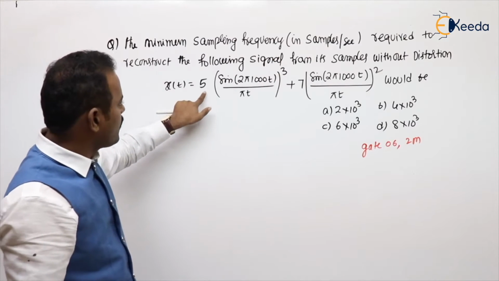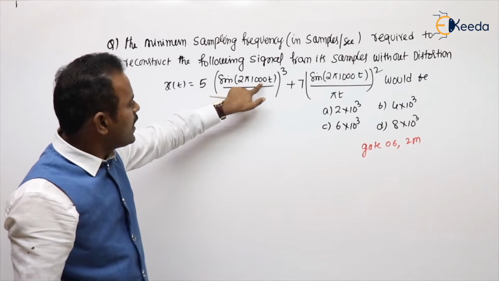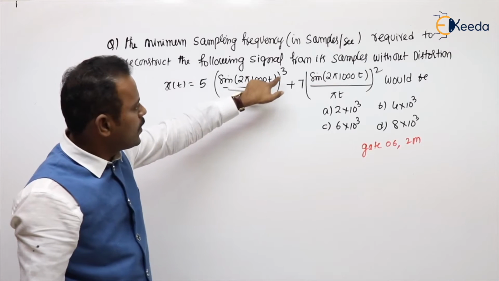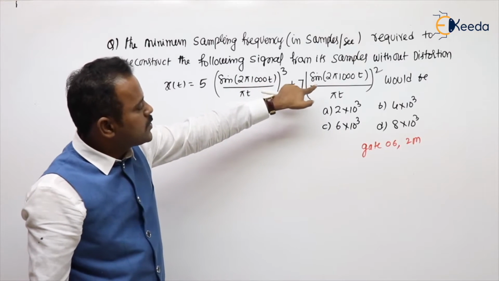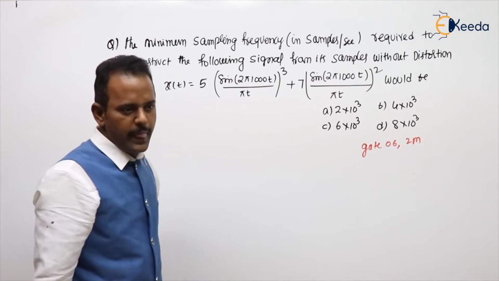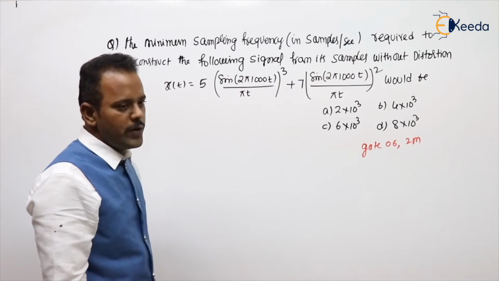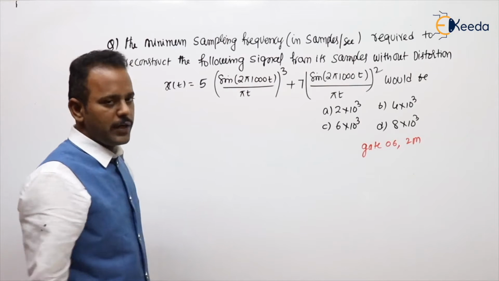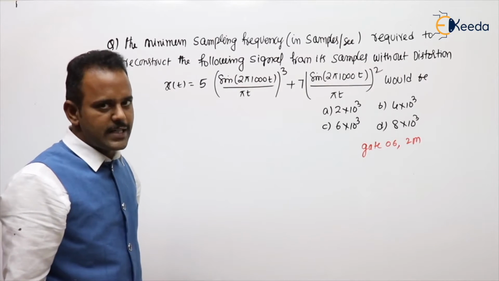Given x of t equal to 5 into (sin 2 pi 1000 t by pi t) whole cube plus 7 into (sin 2 pi 1000 t by pi t) whole square. The options are 2 into 10 cube, 4 into 10 cube, 6 into 10 cube, 8 into 10 cube. This is a 2 marks question in the GATE examination.